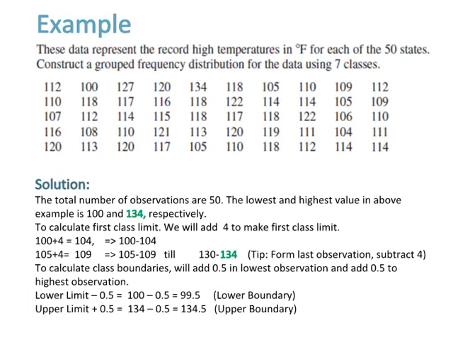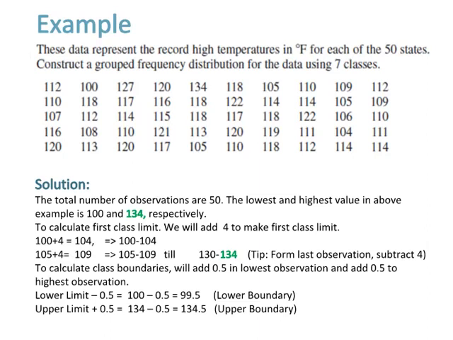Solution: the total number of observations is 50. The lowest and highest value in the above example is 100 and 134, respectively. Then find the range, which is subtracting 100 from 134 to get 34. After that you will find the width by dividing 34 by 7 classes, given in the question, which is equal to 4.9.